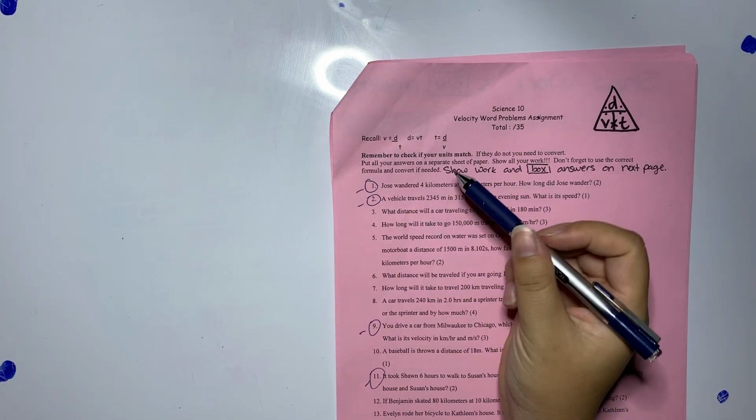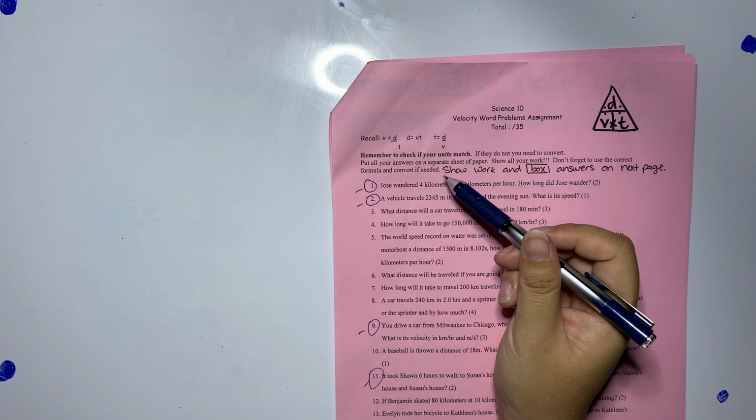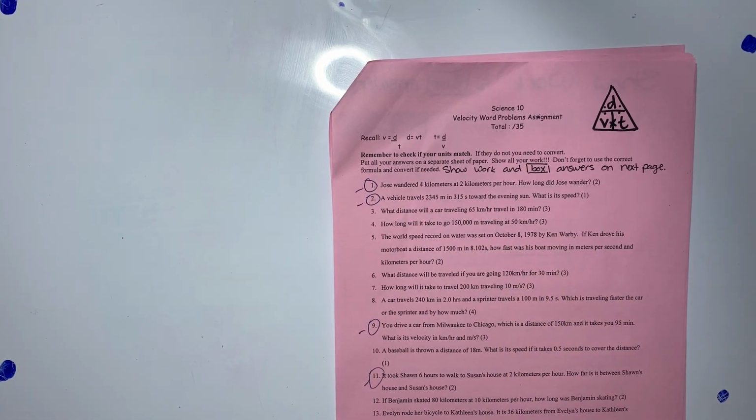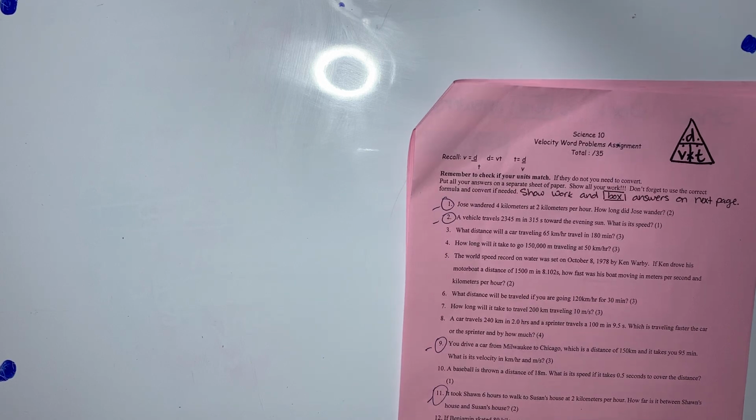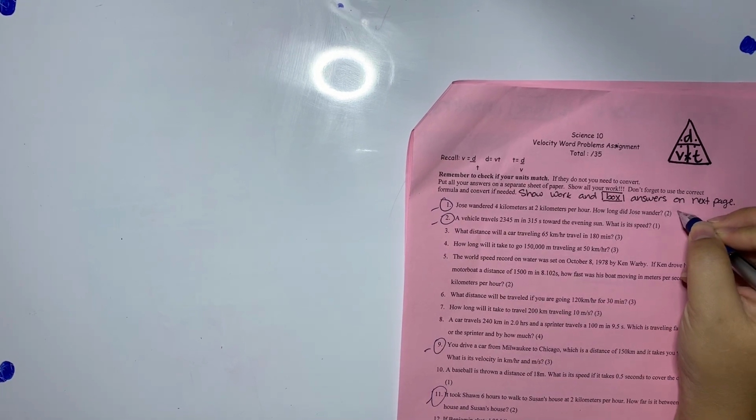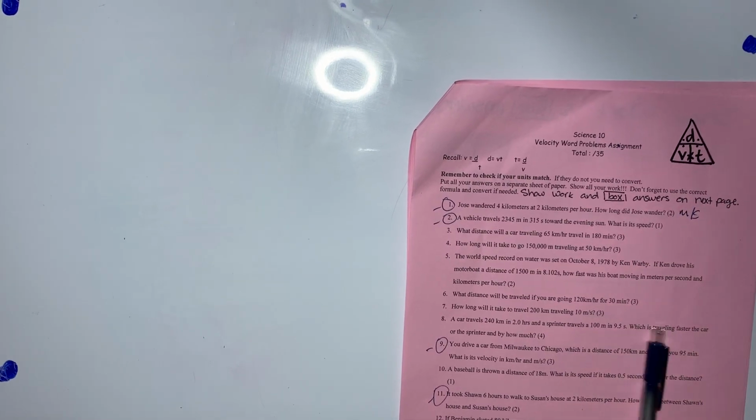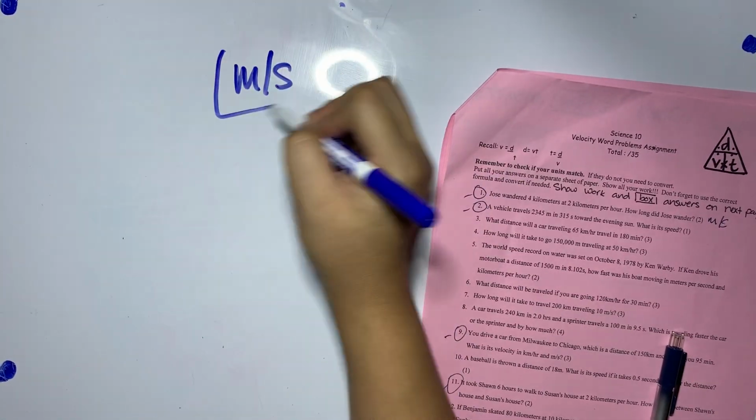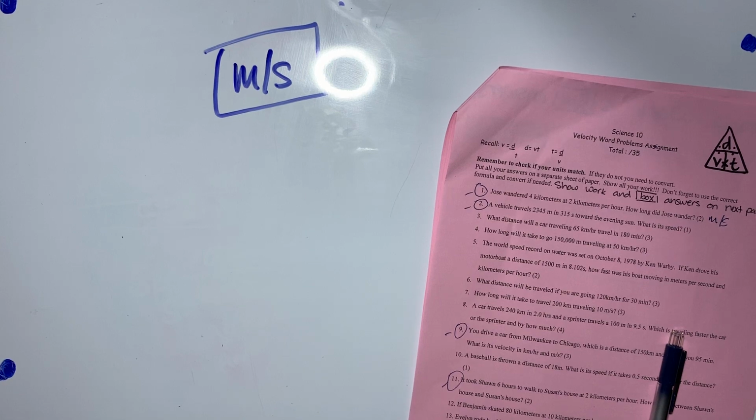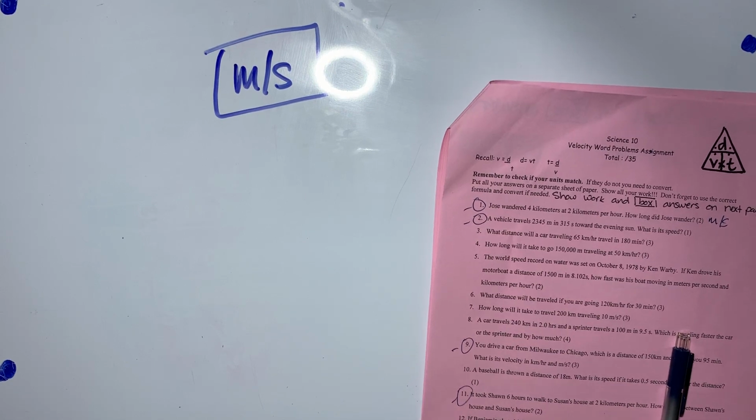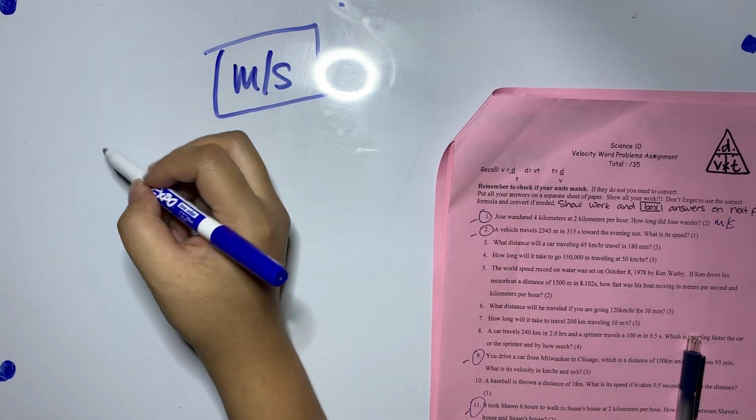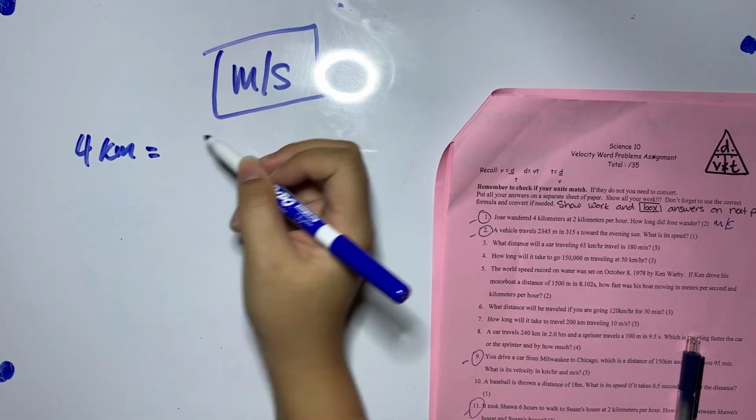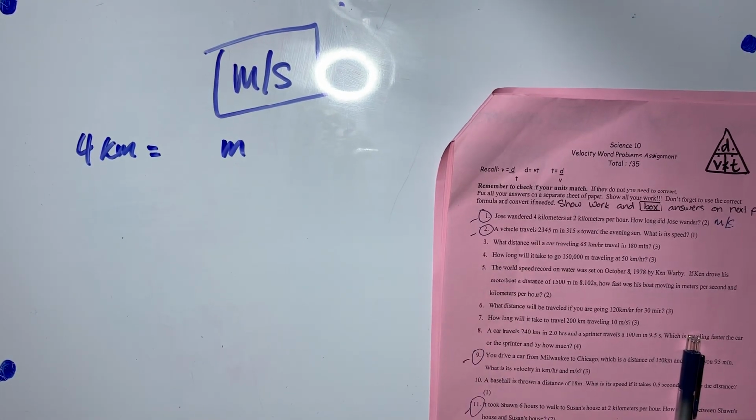just like number 1. Jose wandered 4 kilometers at 2 kilometers per hour. How long did Jose wander? So everything I want in meters per second. Okay, meters per second. This is key. Okay, so anytime I give you, like number 1, I gave you 4 kilometers. Okay, I need you to convert it to meters.